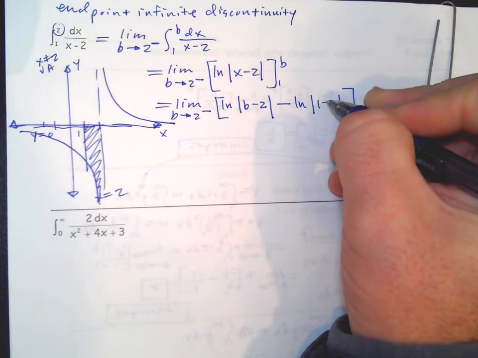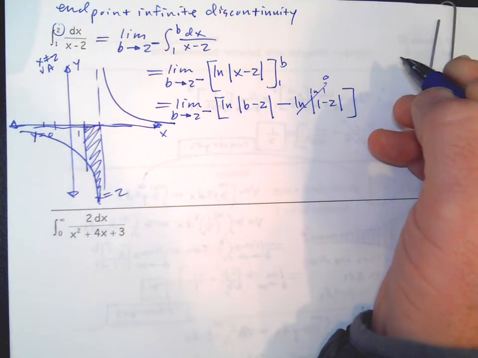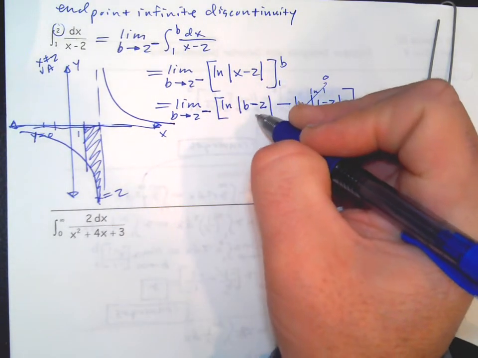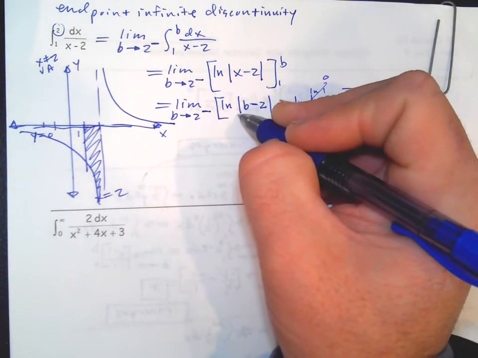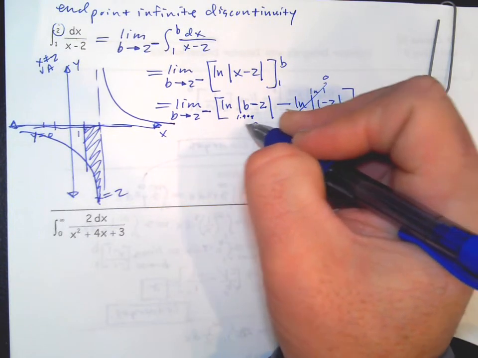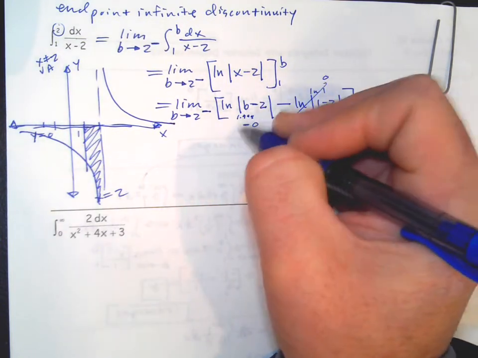Now this is going to be natural log of 1, which is 0. What happens as we approach 2 from the left side? Well, that's like 1.9999, right? So it's going to be like 0. It's going to be negative, right? But then we're going to take the absolute value of it.